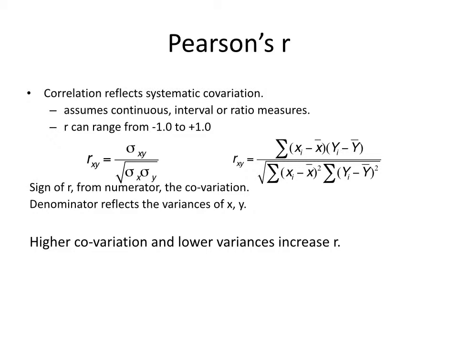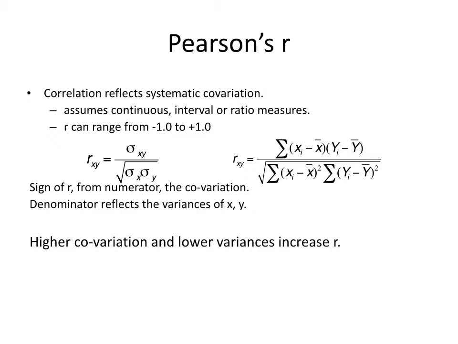Now, as I've covered chi-square analysis in a previous lecture, I'm going to move on to Pearson's R product moment correlation. This is the most common statistic that's used in assessing association. Correlation reflects systematic covariation. It assumes continuous interval or ratio measures.